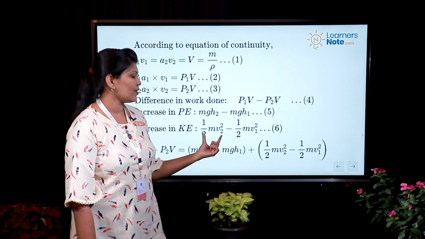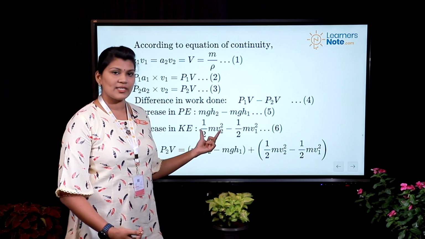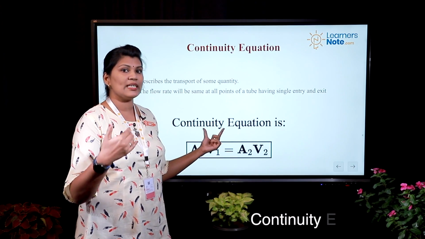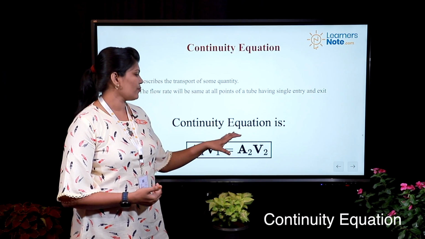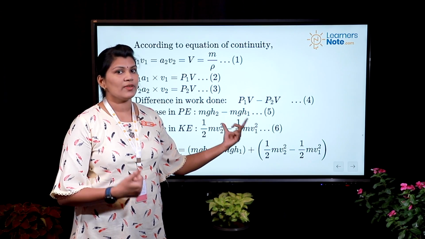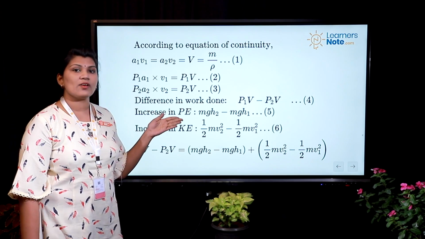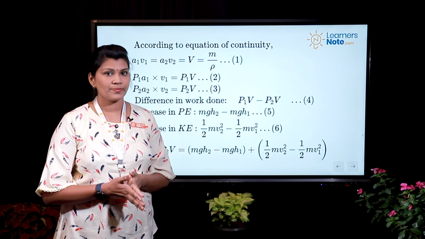That is, half m v2 square is the kinetic energy corresponding to the increased velocity. Half m v1 square is the kinetic energy relating to the initial velocity of that fluid. Then correspondingly there will be an increase of potential energy. How?